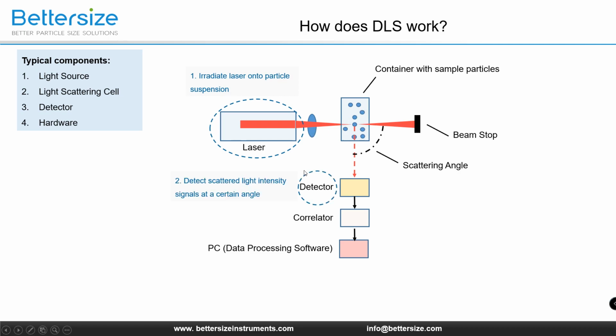The detector unit detects and collects scattered light intensity fluctuations at a set angle from the light scattering cell. The correlator analyzes the autocorrelation functions of the fluctuating intensity and eventually calculates the hydrodynamic radius of the sample particles in the data processing software. In the next few slides, we will consider the laser source, detector, and correlator in detail.